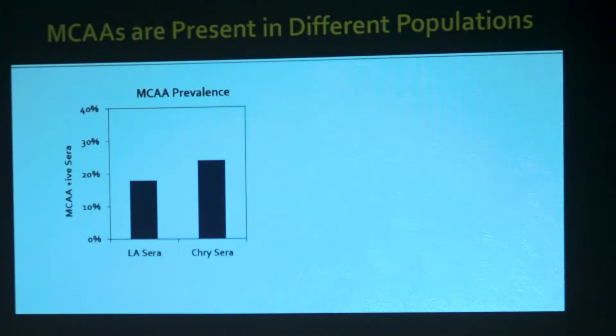Okay, so the first thing we did is we took sera from Libby-amphibole exposed and chrysotile exposed. These are, again, the Mount Sinai steam fitters. And we looked just for MESCAs. And we saw a pretty similar prevalence between the two populations. So yes, MESCAs are being made following chrysotile exposure as well as Libby-amphibole. So it's not specific just to Libby, okay?